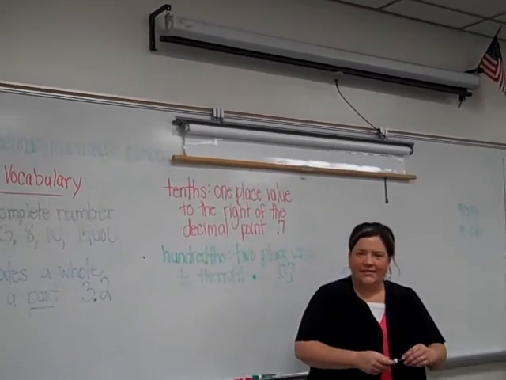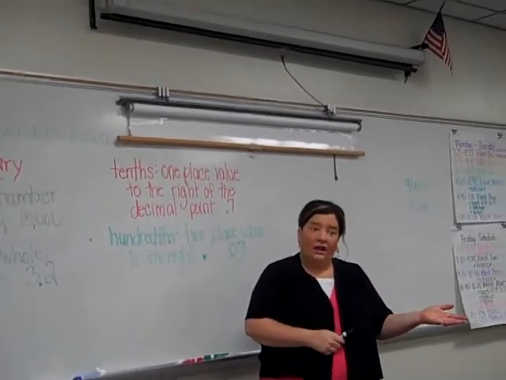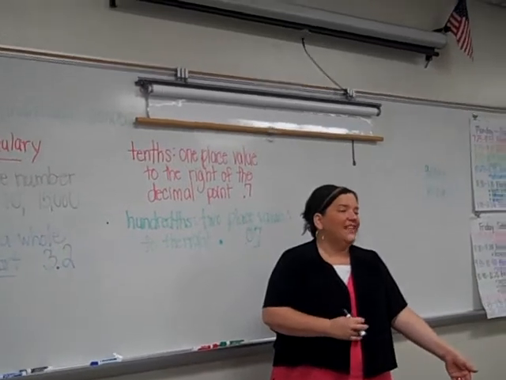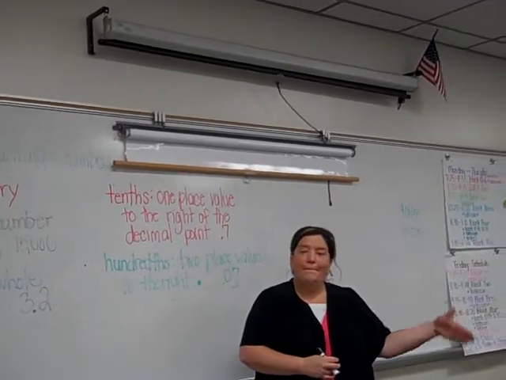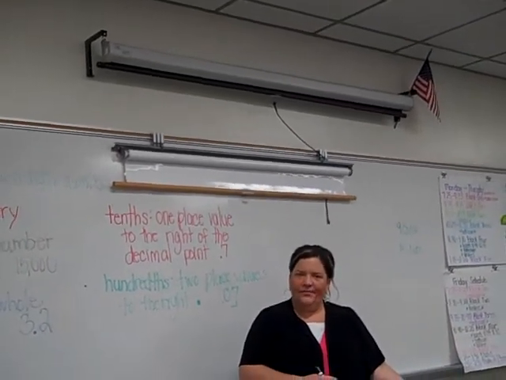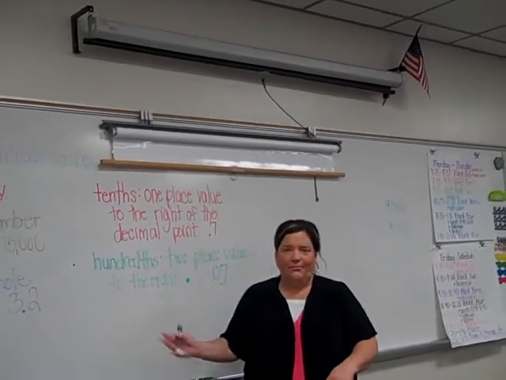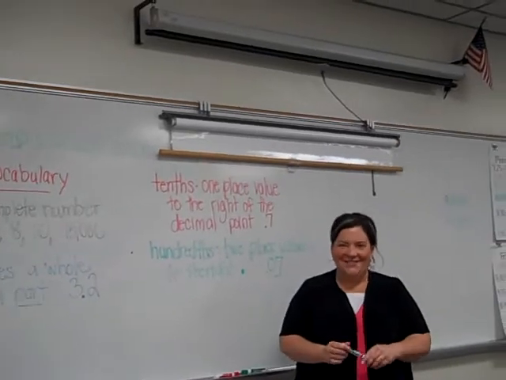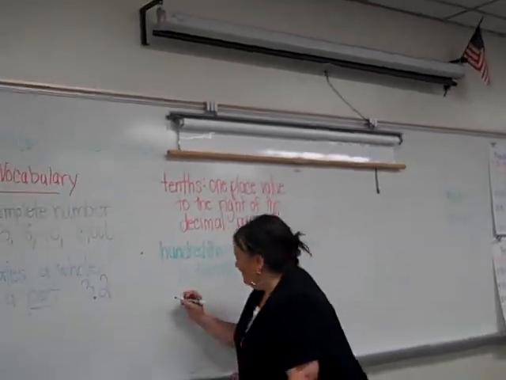The next place value we're going to talk about in 6th grade, that's to the right of the decimal, is thousandths. Now there are other place values, 10,000ths, 100,000ths, millionths, to the right of the decimal, but in 6th grade, we only have to go up to the thousandths place value.